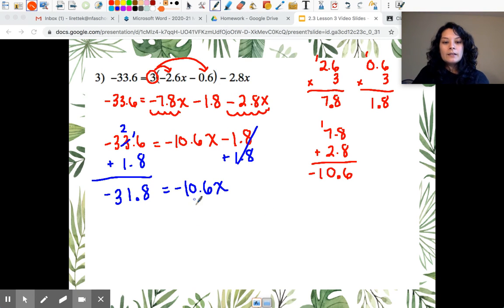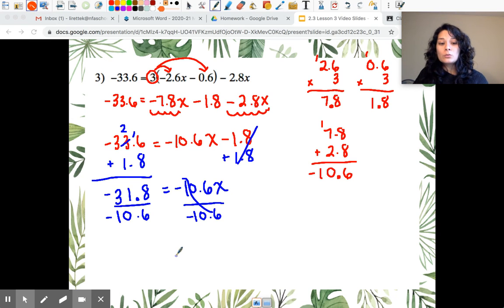Okay, and now I need to divide both sides by negative 10.6, and this is where it might get a little hairy because it's not going to be easy to do this division. So again, I could do long division, or I could clear these decimals, make them really large integer values, and just keep trying to reduce them. I'm actually going to take my chances and do it as long division.